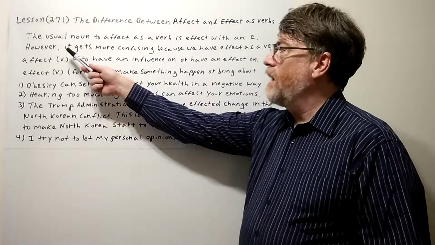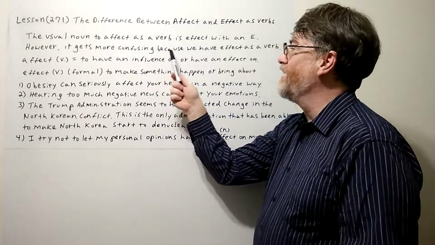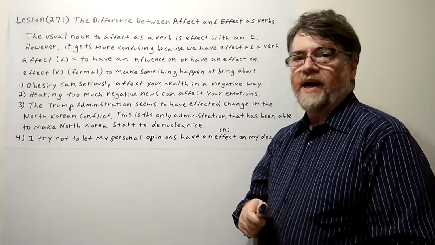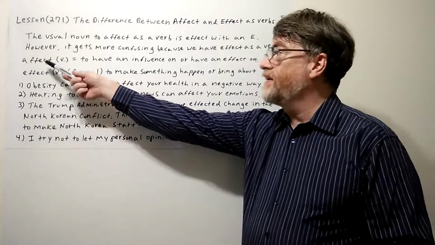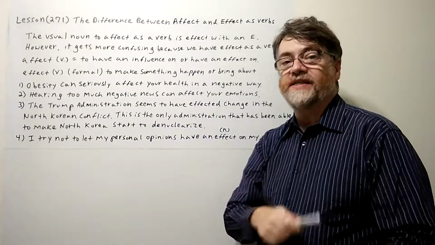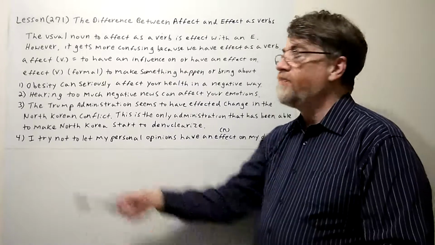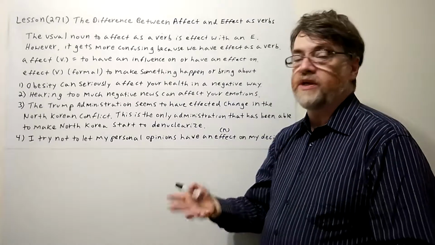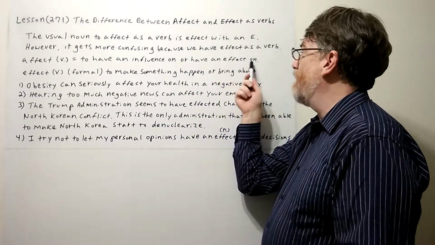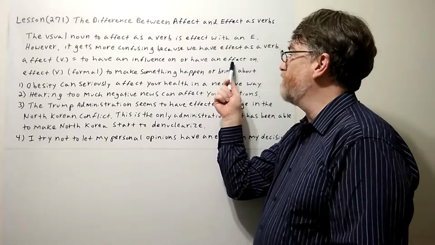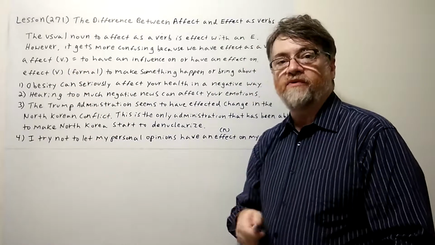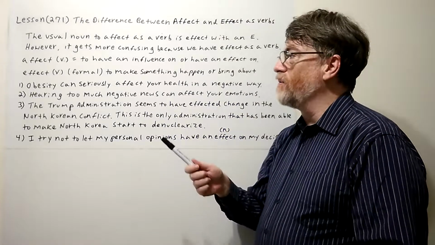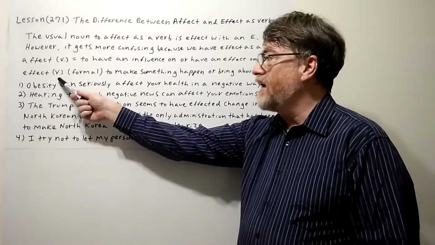Let's continue. However, it gets more confusing because we have effect as a verb, although it's not as common. The most common is affect as a verb and effect as a noun having the same meaning. So let's take a look at the meaning. Affect as a verb simply means to have an influence on someone or something, or to have an effect on someone or something. So basically, effect is just simply the noun to the verb affect with an A. Okay, good.